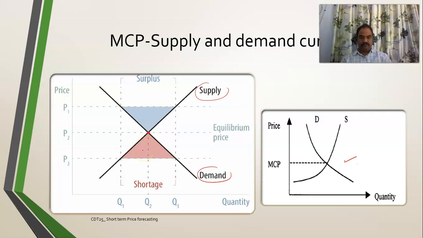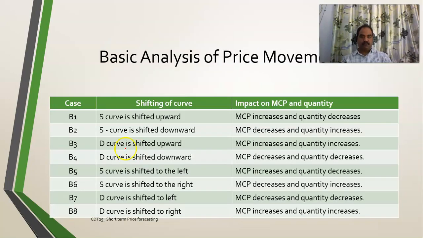Now, if you carefully see, if the supply curve is shifted upwards, what will happen? Now, I'll draw this again. This is your supply curve, and this is your demand curve. Now we will see how it behaves. Let us suppose the supply curve is shifted upwards a little bit. See what is happening? The MCP is increasing, whereas MCV is decreasing.